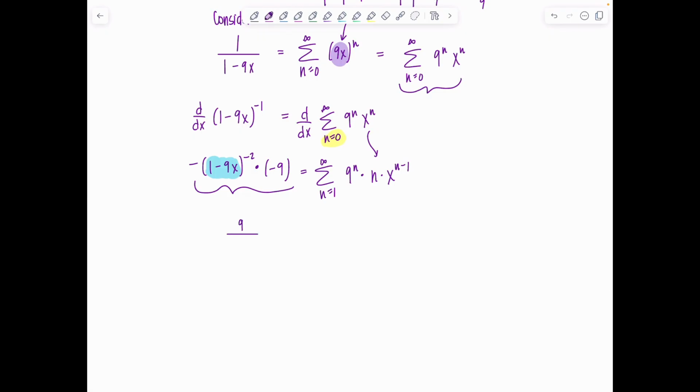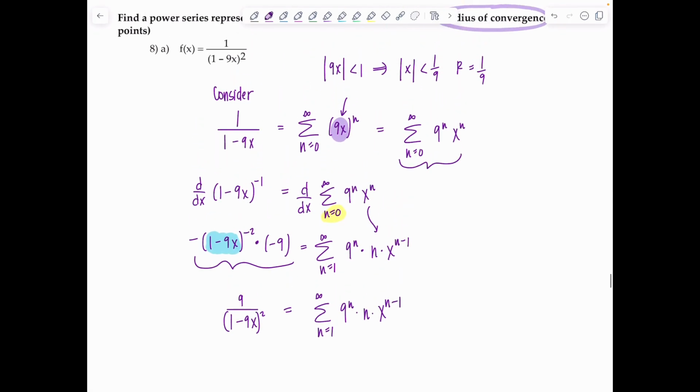I have 9 over (1 minus 9x) quantity squared equals the sum, n equals 1 to infinity, 9 to the n times x to the n minus 1. Is that f of x on the left-hand side? Not quite. Here's what I have a power series for. F of x has a 1 in the top instead of a 9. Oh, we got this.